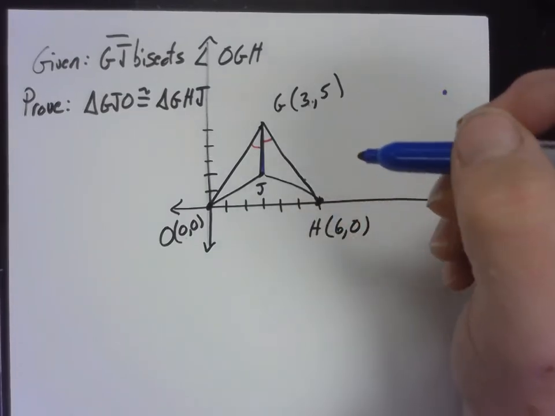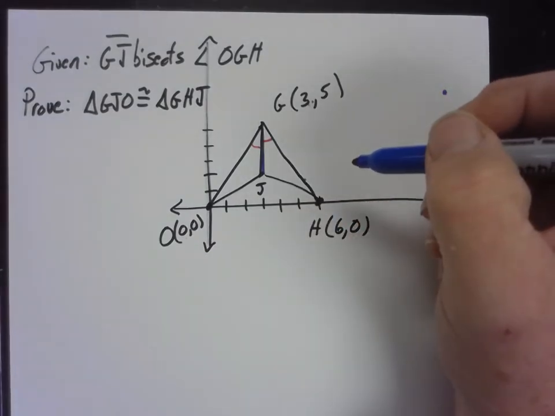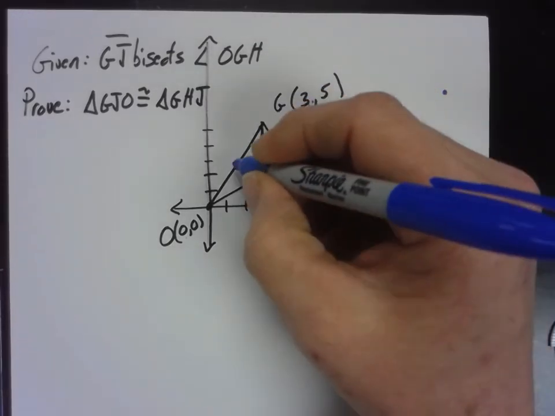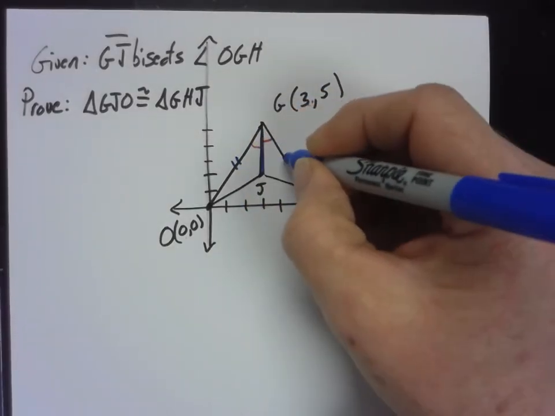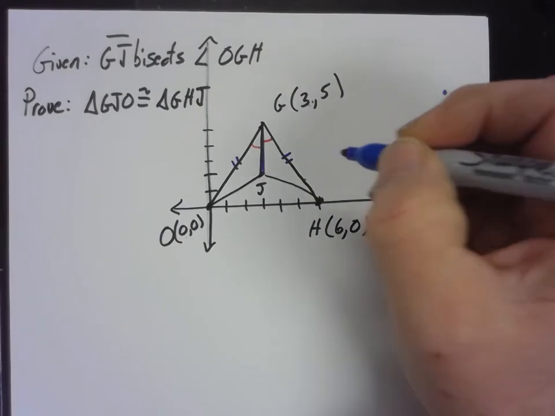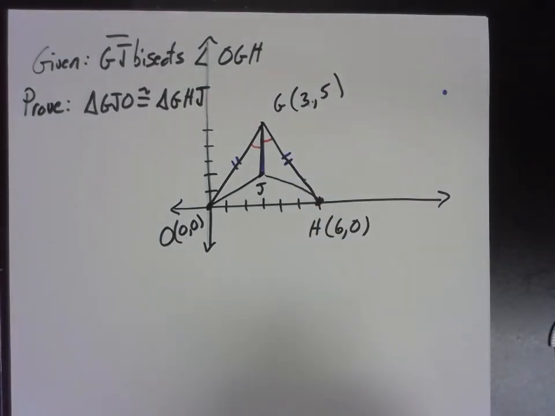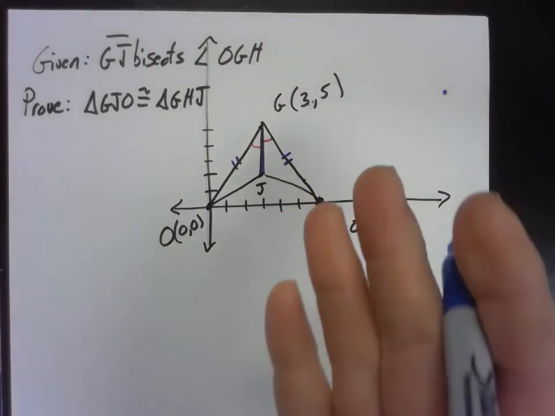And then GH and OD are congruent because of the distance formula. Okay, so you can use the distance formula to show that those two are congruent, and that's all we need to do, because then what do we have? Side angle side.